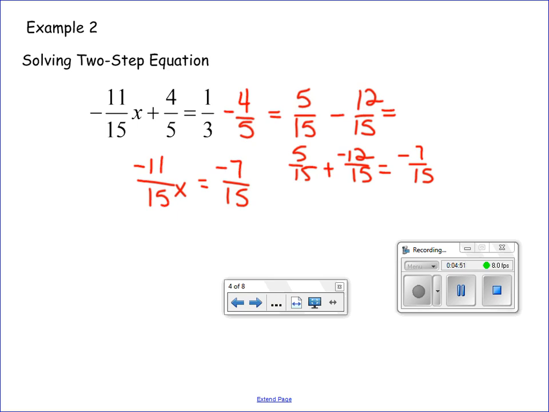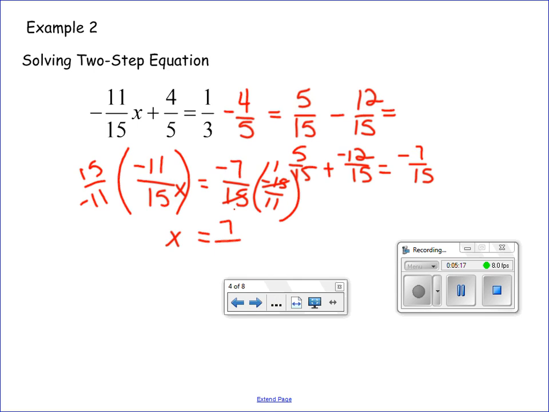Now I'll use the multiplicative inverse rule, so I will multiply each side by its inverse. Here I can simplify before I multiply. Now I have negative 7 times negative 1 is positive 7 over 1 times 11 is 11. X is equal to 7 over 11.